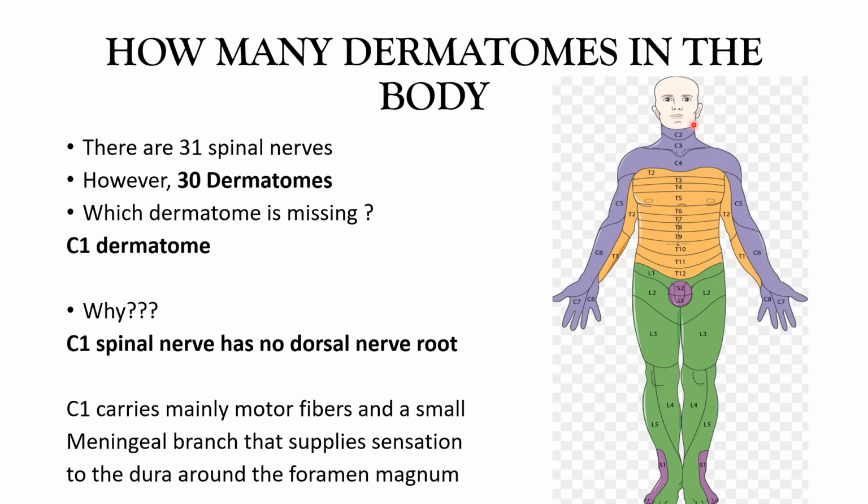The reason is that the C1 spinal nerve has no dorsal nerve root. Remember that a dermatome is an area of the skin supplied by a single dorsal nerve root. C1 only has a ventral nerve root. C1 carries motor fibers and a small meningeal branch that supplies sensation to the dura around the foramen magnum. So take note: even though we have 31 spinal nerves, we have only 30 dermatomes. We don't have any C1 dermatome.